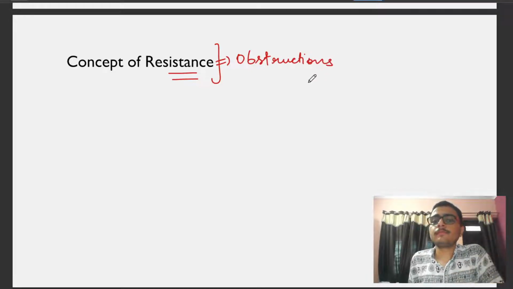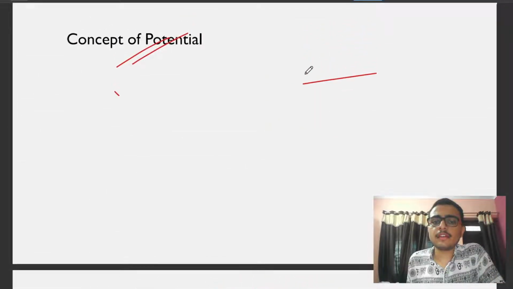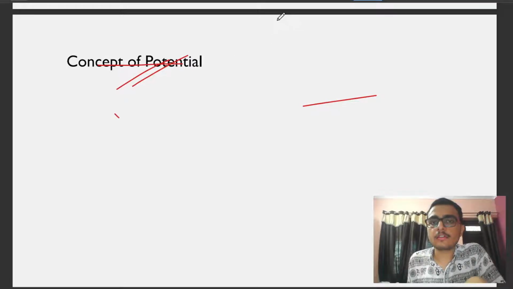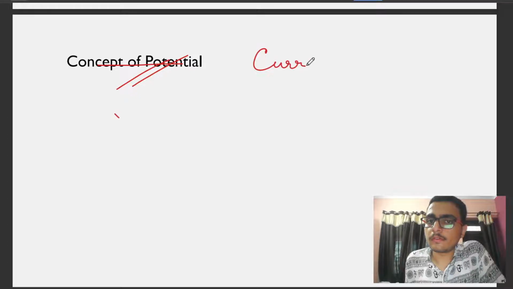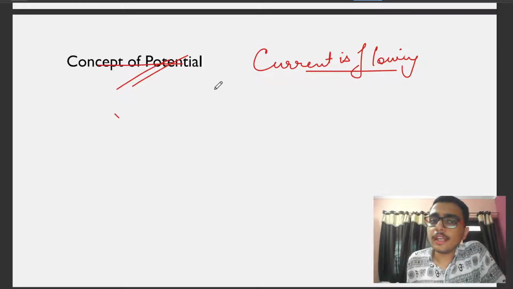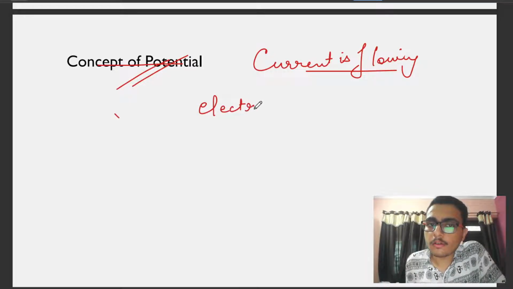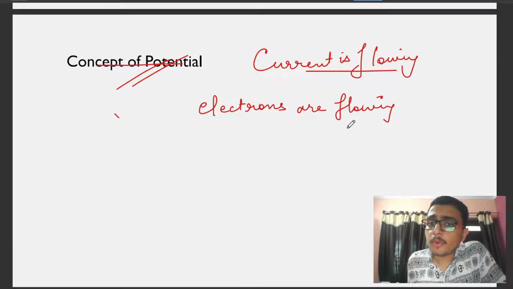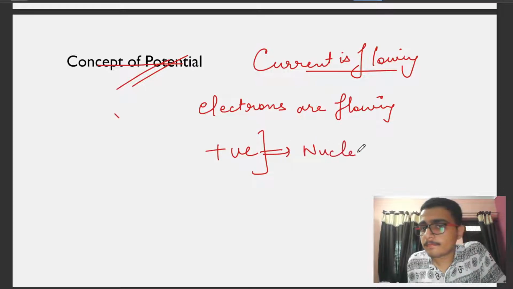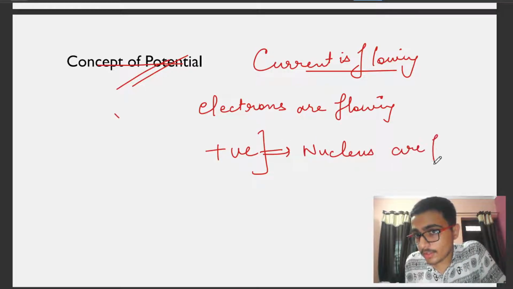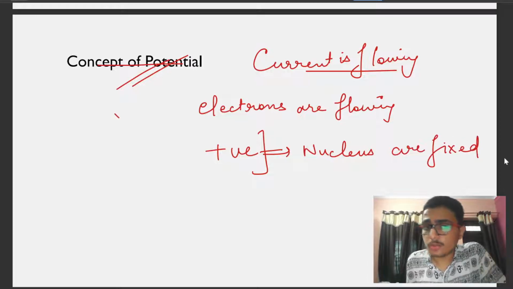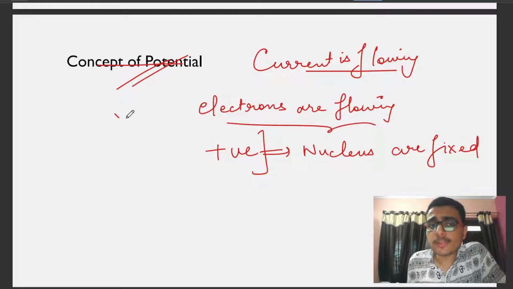Actually, children, when we say, let's use this empty space, whenever we say current is flowing, actually electrons are flowing, and the positive charges, the nucleus, are fixed. They do not move. Only the electrons, more precisely the free electrons.